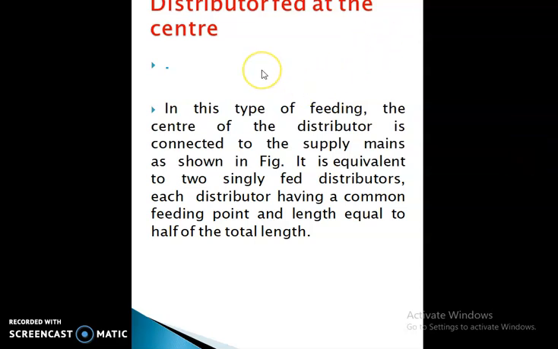Distributor fed at the center. In this type of feeding, the center of the distributor is connected to the supply mains as shown in the figure. It is equivalent to two single feed distributors, each having a common feeding point and a length equal to half of the total length.